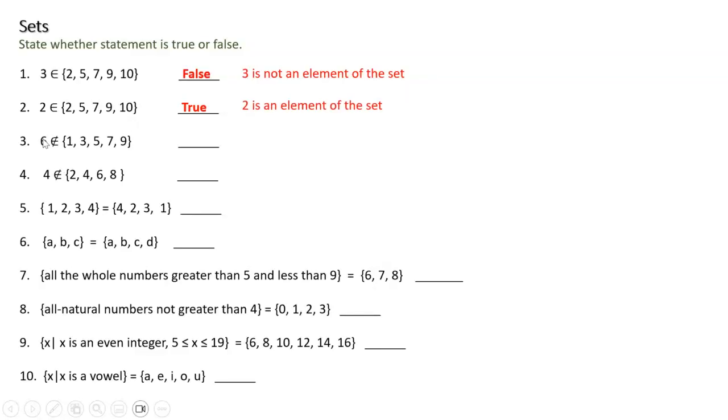Number 3, 6 is not an element of the set containing 1, 3, 5, 7, and 9. This is true, right? Because this is saying that 6 is not in there, and it's true. 6 is not an element of the set. Number 4, 4 is not an element of the set containing 2, 4, 6, 8. This is false. Why? Because 4 is in the set, and this symbol means that it's not. So this is false.